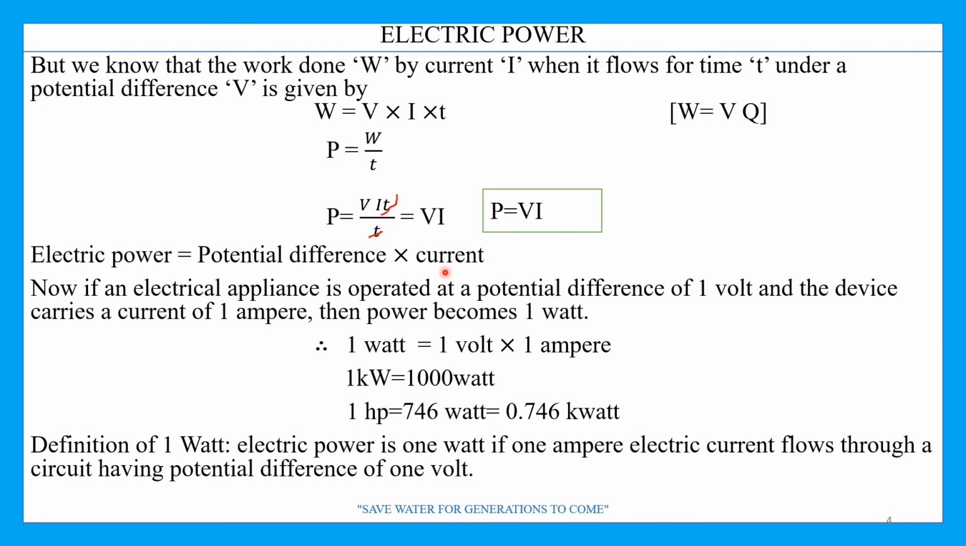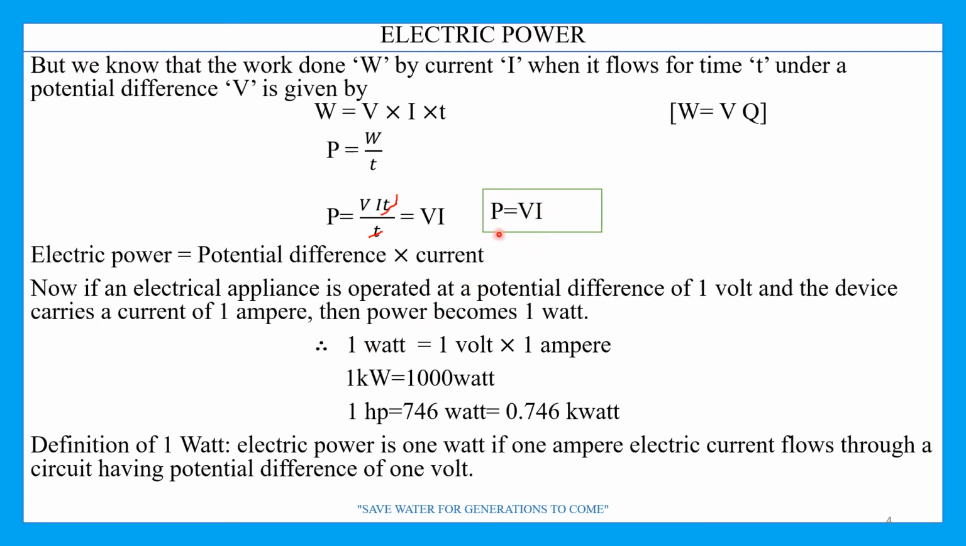40 watt, 60 watt, 100 watt. Now, next. If an electrical appliance is operated at a potential difference of 1 volt, and it is carrying a current of 1 ampere, then power becomes 1 watt. This 1 watt is a definition from this formula.